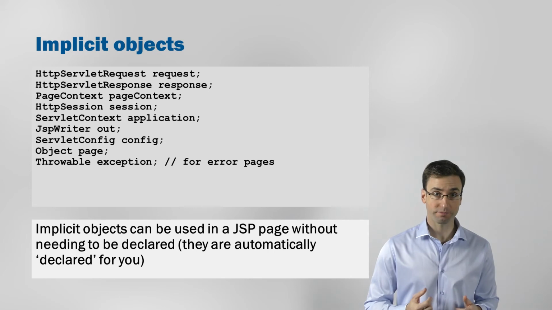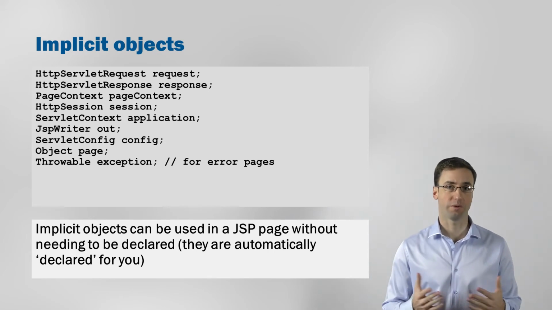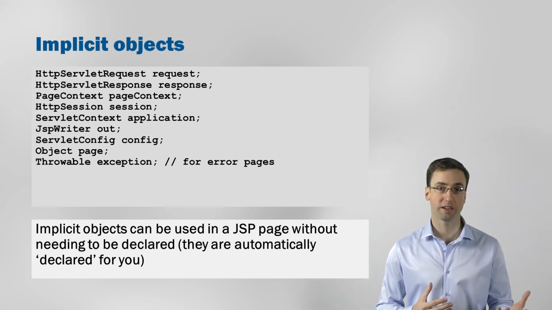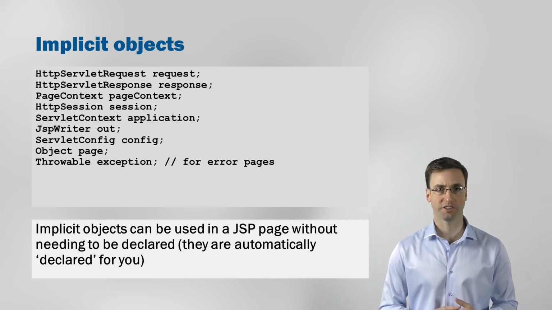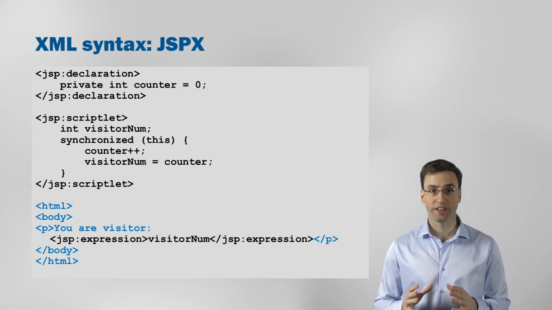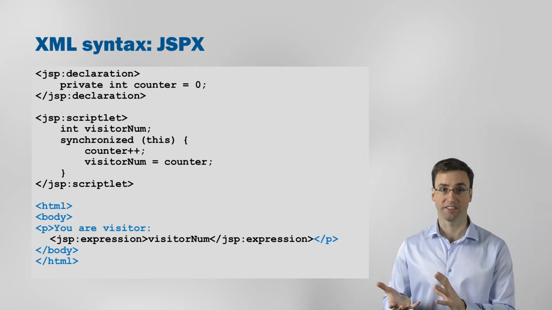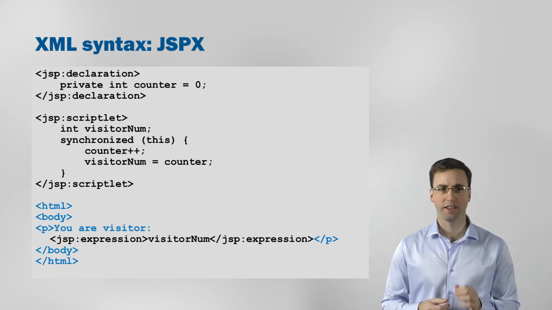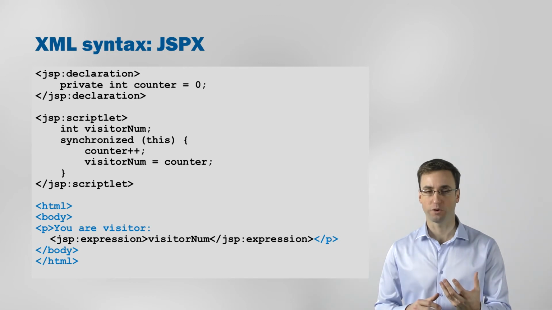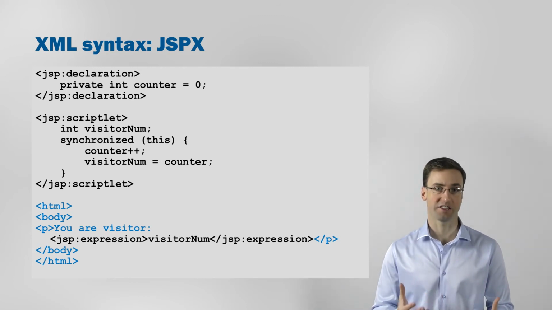Here's a list. You can use any of these variables without declaring them and without manually extracting them from the HTTP servlet superclass or from the request or response. And finally, as a quick side note, JSP supports an XML syntax, and here's an example. It isn't very common, but it can sometimes be helpful if you need a way for your JSP pages to be valid XML.